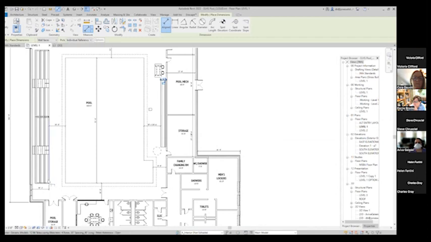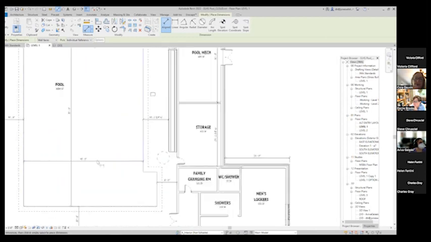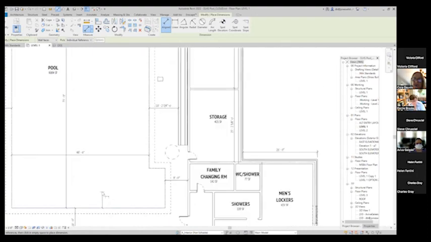And what's in this design? What's the width of the pool, not including the L? 48 feet. 75 length. 75.